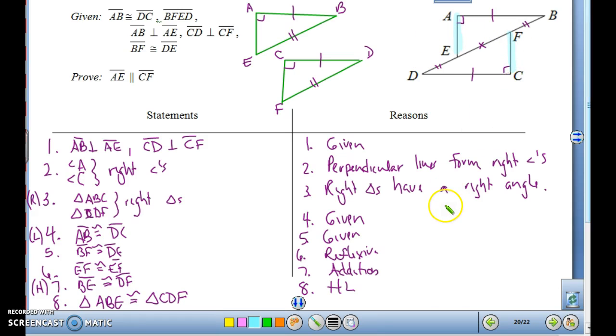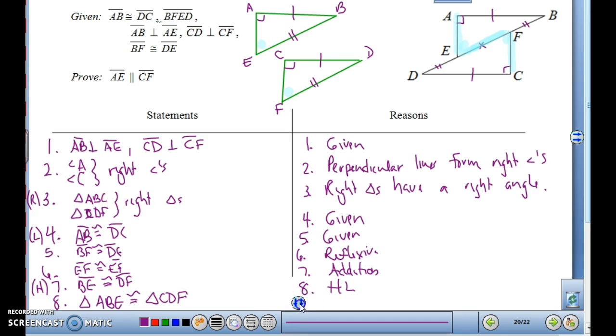Lines are parallel when what angles are congruent? Alternate interior angles, corresponding angles, or interior angles on the same side of the transversal. Well, if this is my transversal right here, because that's the line that connects the two, what angles would be congruent that correspond? Well, look at my picture here. How about E and F? Isn't that this angle and this angle? Yep, they are.